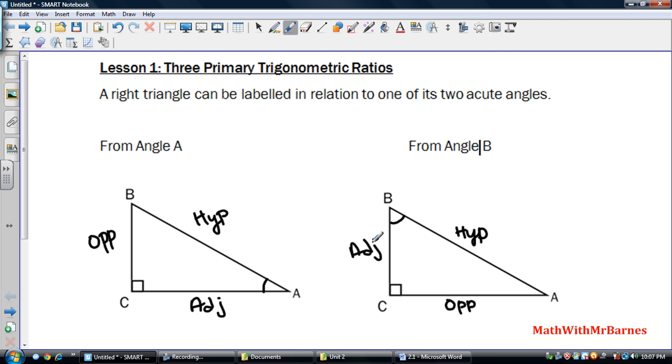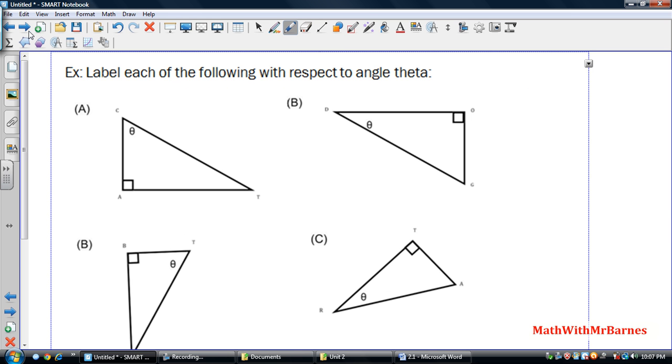Before we do any of these questions, we need to be pro stars at this basically. We need to be awesome. So let's look at the next example.